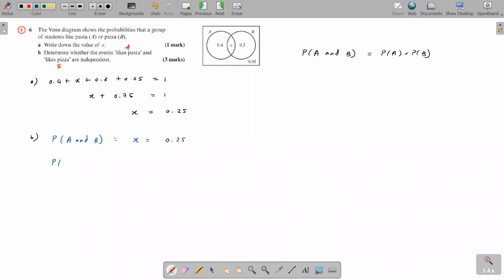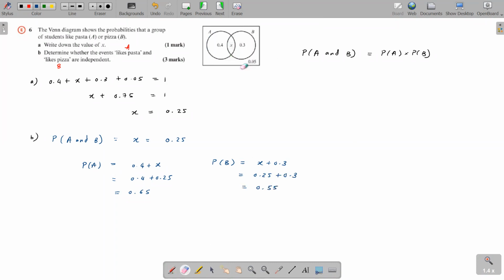And now let's get the probability A times probability B. I think we'll get the probability of A first. Probability of A means you get the circle A. So what's the probability of circle A? 0.4 plus X, right? So 0.4 plus 0.25. That's 0.65, right? Get the probability of B also. So probability of B, you get the B circle completely, this one. So that's X plus 0.3. So X is 0.25 plus 0.3. So that's 0.55.